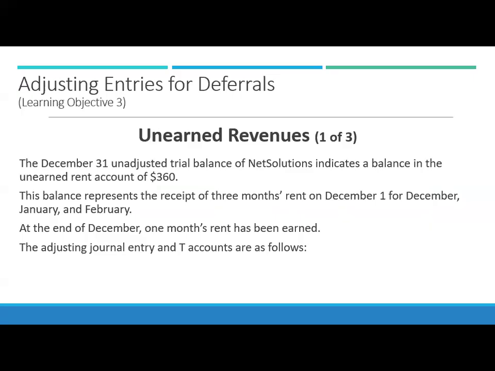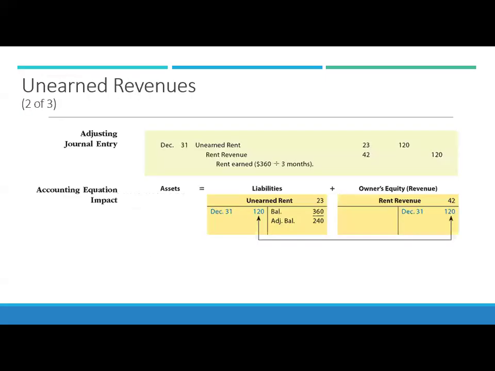And so another example here, we have unearned revenue. If we remember, this was a neighboring business renting a parking spot for $360 for 3 months. So that's $120 a month in revenue. And so at the end of the month, we need to create a journal entry that debits unearned rent and credits rent revenue. And you can see our T account here was initial balance of 360, a debit of 120, and then we have our ending balance or the adjusted balance of 240.